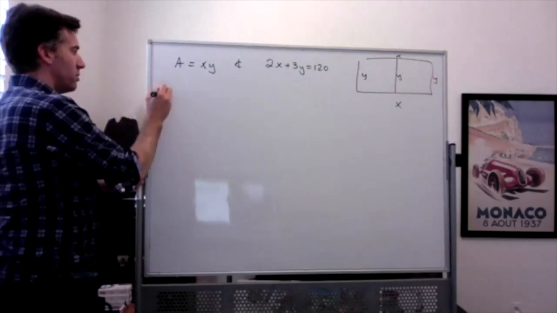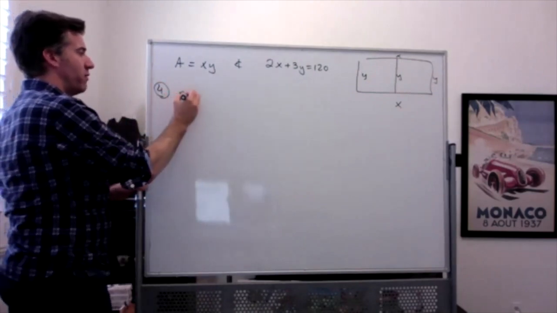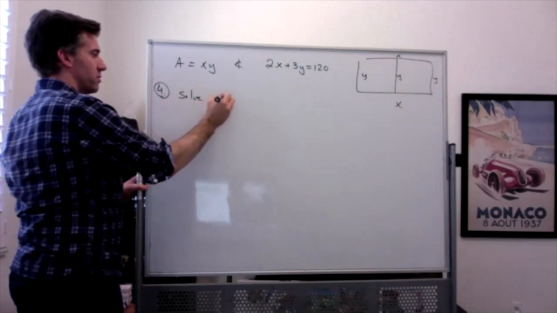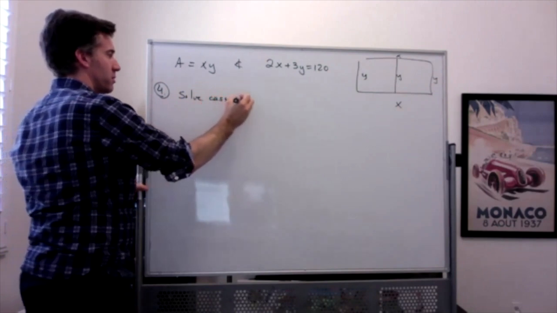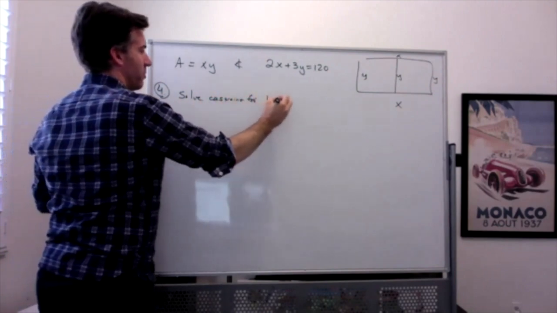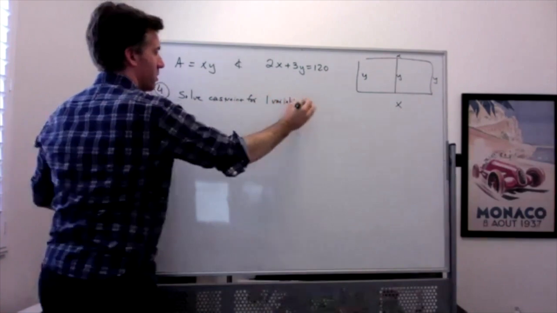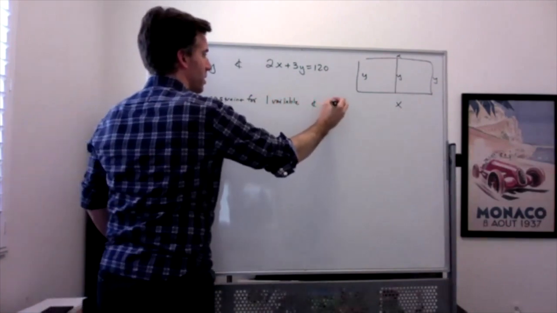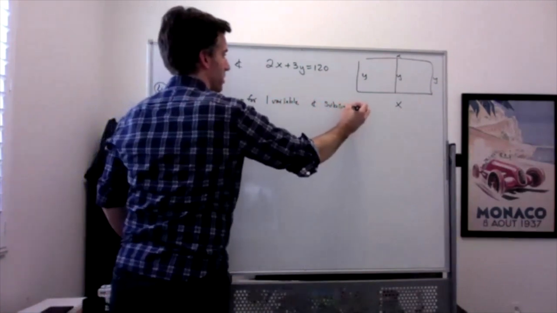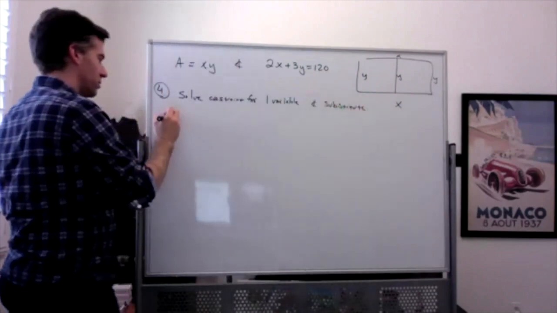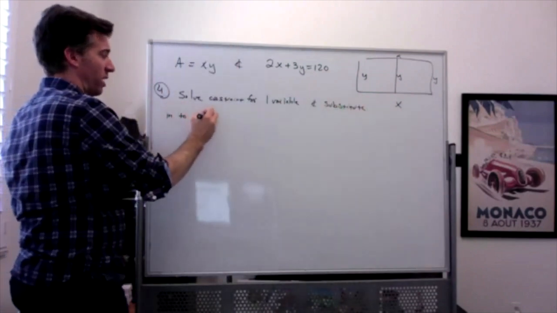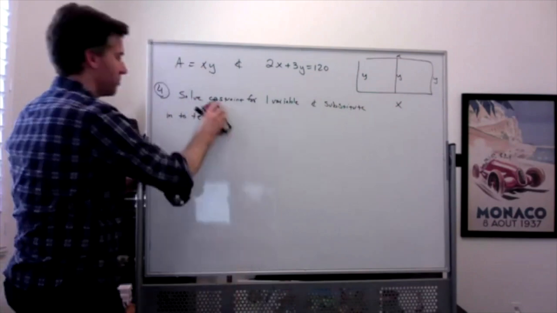So now we want to solve our constraint for one variable, and we want to substitute into the other equation. Substitute in to the equation we're trying to optimize.